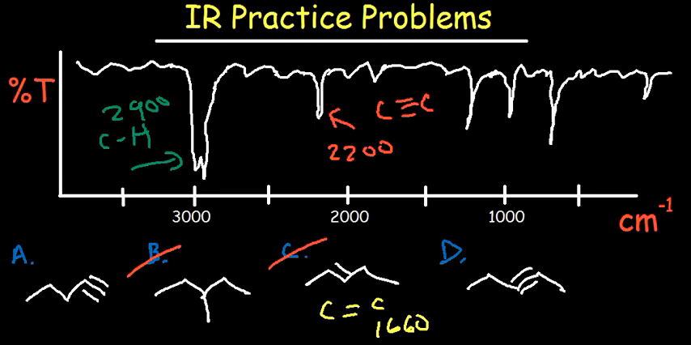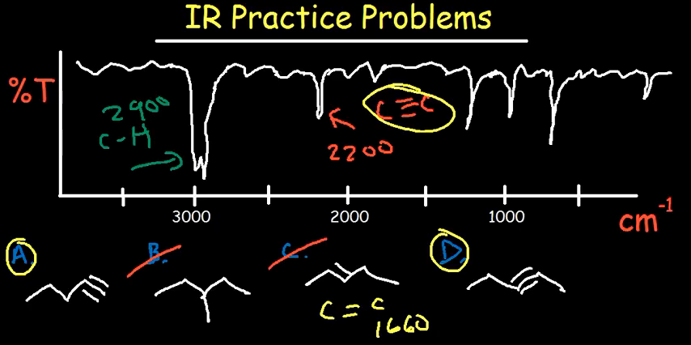So we're between A and D. A is a terminal alkyne, it's at the end, and D is an internal alkyne, the triple bond's in the middle. Both compounds are IR active. They lack symmetry. So how can we distinguish between A and D? Because both of them would have this carbon-carbon triple bond.